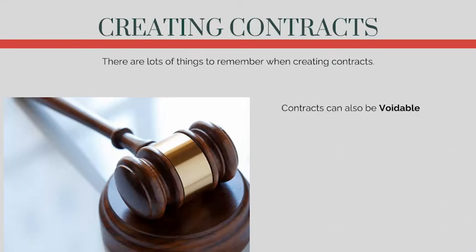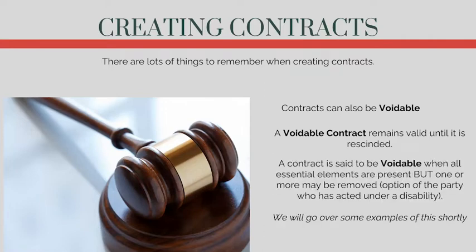Contracts can also be voidable. A voidable contract remains valid until it is rescinded. A contract is said to be voidable when all essential elements are present, but one or more may be rescinded at the option of the party who has acted under a disability. We will go over some examples of this shortly.